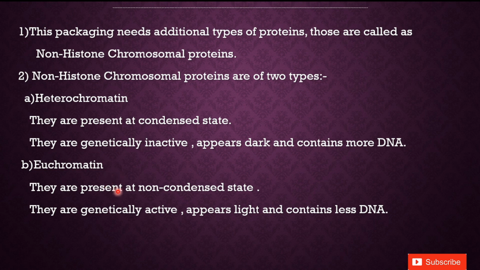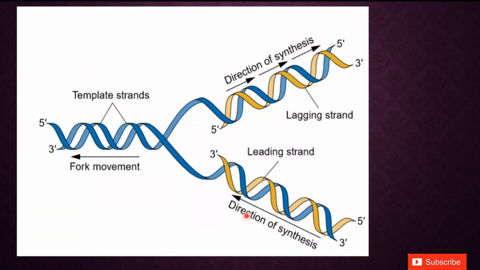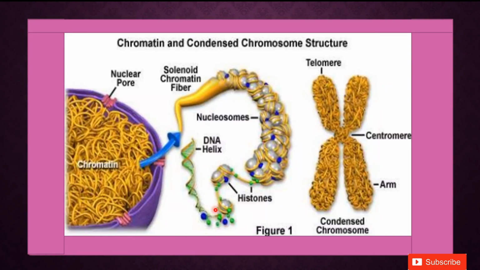So another type is euchromatin. It is present in the non-condensed state, means wherever the loose portion is there, euchromatin is present. It is genetically active. It appears to be light in color, but it contains less DNA. Okay, so here, wherever the light portion is there, euchromatin is present, and wherever the dark portion is there, tightly arranged chromosomes are there, that part is called heterochromatin.